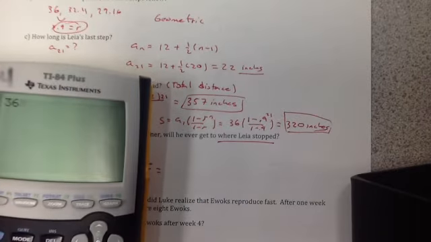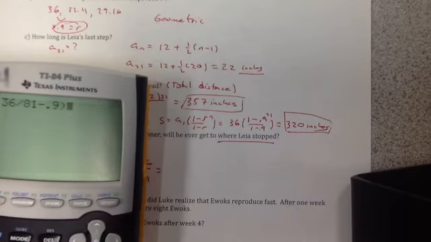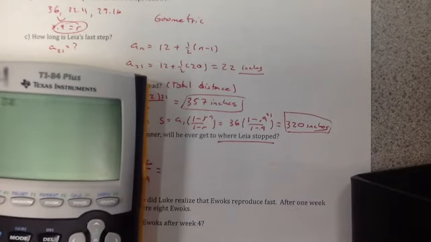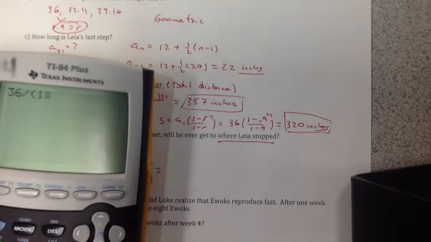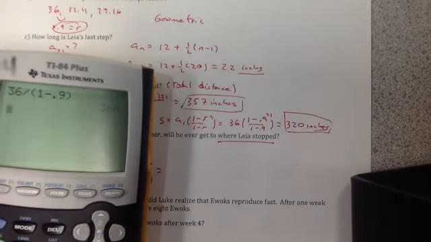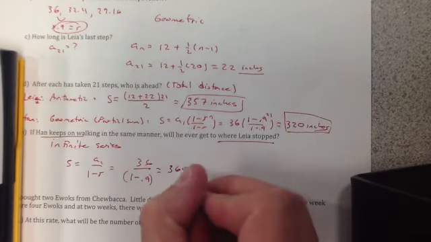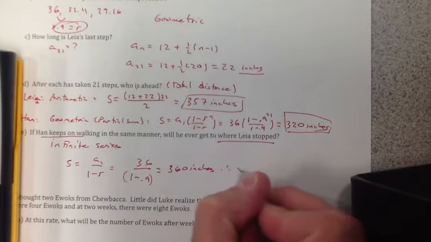36 divided by 1 minus 0.9. Oops, quit. 36 divided by, you've got to put the bottom in parentheses. Don't forget that. I almost forgot that. 1 minus 0.9. Hit enter, and he gets 360 inches. So therefore, the answer, of course, is yes.